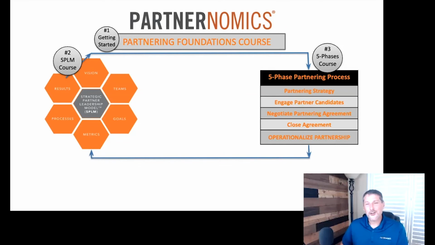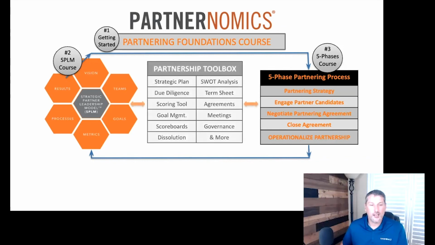As we had mentioned earlier in the webinar, the SPLM framework, the Strategic Partner Leadership Model framework, is an operating system. And that operating system has 2 different components. One is operationalizing our team, and the second is operationalizing the partnerships. And that's what we saw here from the 5 phases approach.